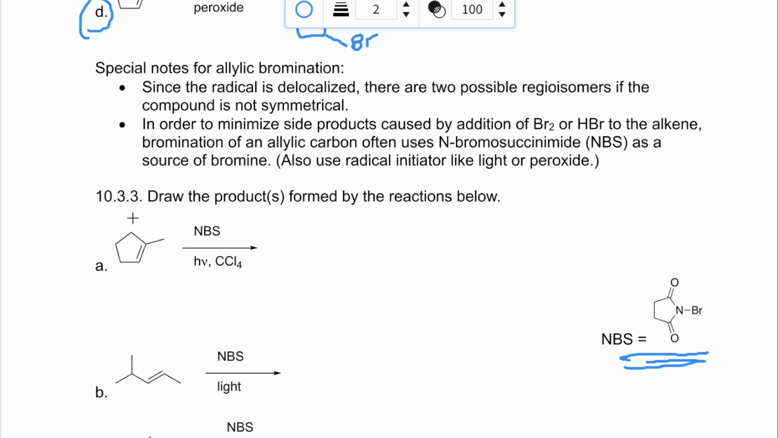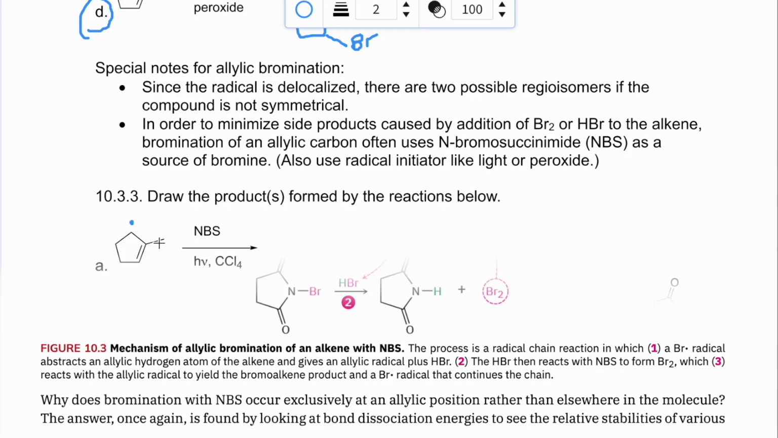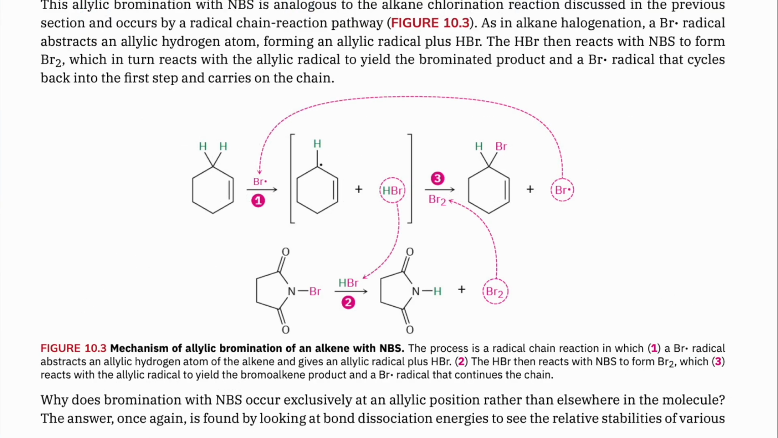So what happens is that the radical is created in this allylic position, and that's where the bromine goes. When the radical is created here, this actually is delocalized. So let's go ahead and take a look at this. All right, I'm just taking a look at figure 10.3 in your textbook to show what is happening in this allylic bromination.